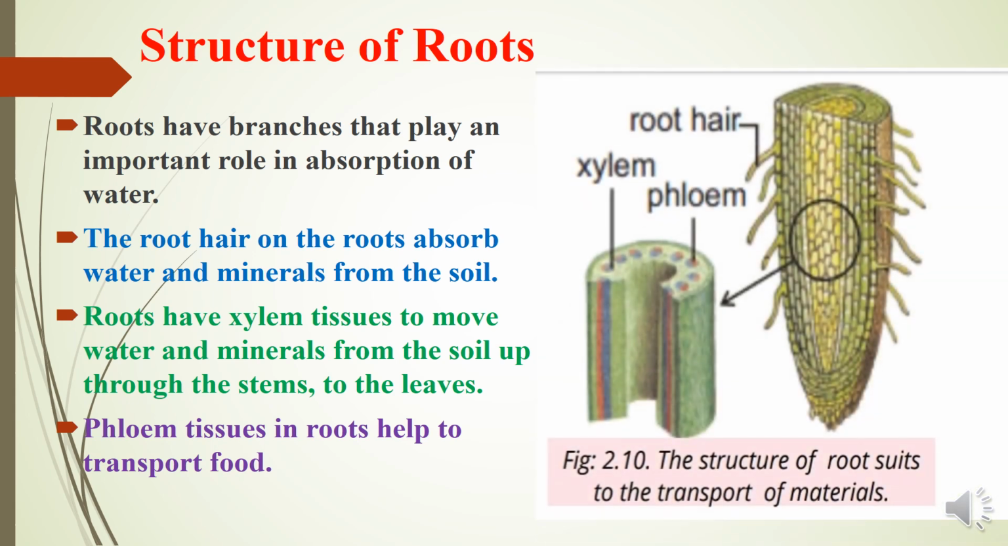Dear students, we have studied that from the moment a seed grows, its root starts to search for water and minerals in the soil. Roots have branches that play an important role in absorption of water. The root hairs on the roots absorb water and minerals from the soil. Roots have xylem tissues to move water and minerals from the soil up through the stems to the leaves. Phloem tissues in roots help to transport food. So this is about the structure of roots.